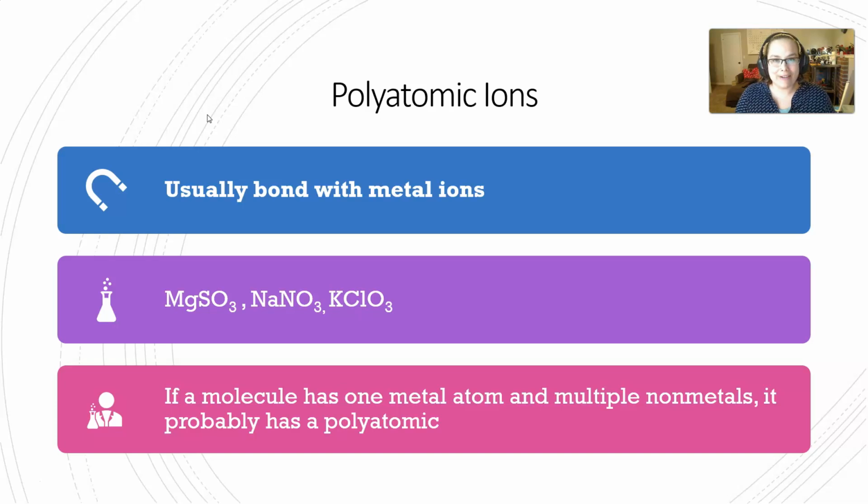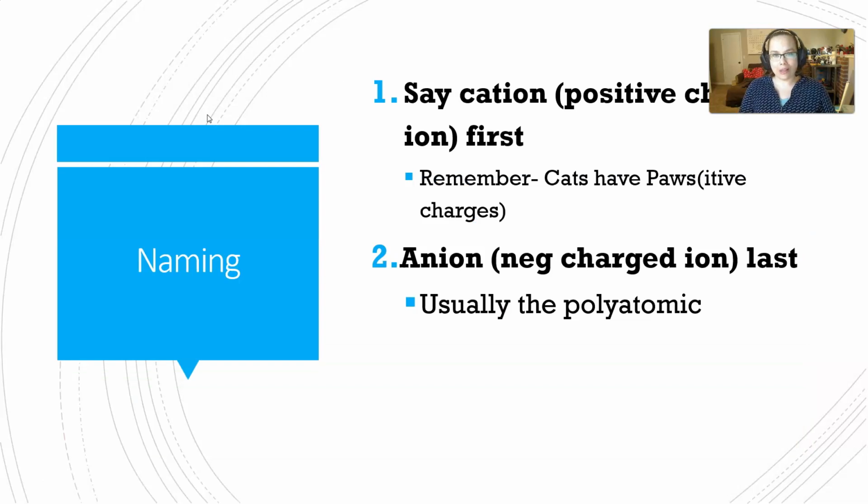And the way you can identify if something contains a polyatomic is because it's usually one metal ion bonded to multiple non-metal ions. So when you are naming molecules that contain polyatomic ions, you are going to say the cation or positively charged ion first. And a really good way to remember that cations are positively charged is remember that cats have paws, which is how I remember. So you're going to say the positively charged one first. That's usually the metal. And then you're going to say the anion last. And in the case of molecules with polyatomics, it's usually going to be the polyatomic.